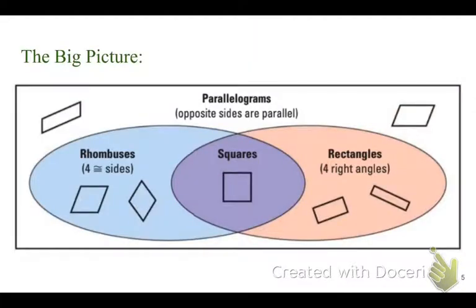Here's another way to look at it. If this box is all parallelograms, what we know about parallelograms is their opposite sides are parallel. Here we have rhombuses with 4 congruent sides, and here we have rectangles with 4 right angles, and they overlap in the middle. This is called a Venn diagram, and if you've done Venn diagrams before, these can be really helpful to understand what's going on. So the squares inherit characteristics of both rhombuses and rectangles, and that's really the point of this diagram.